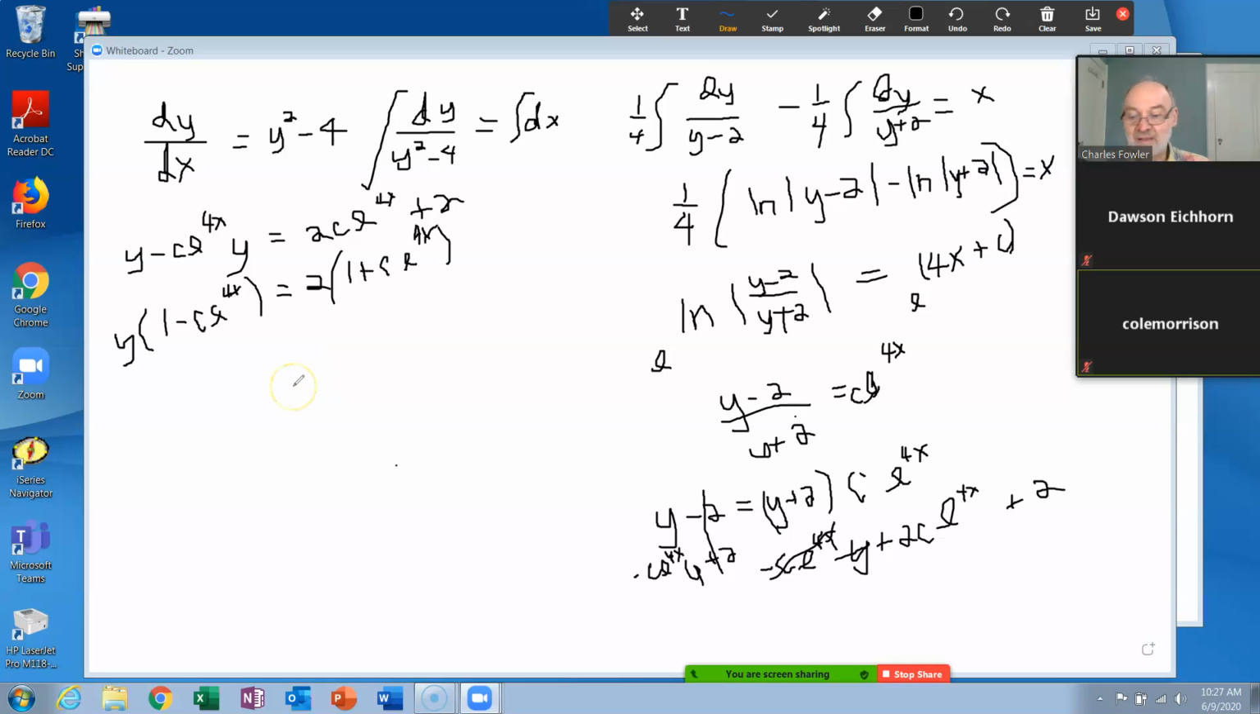Okay? How are we doing on time? Oh, yeah. Okay. So now all we have to do is divide both sides by this, and that gives us y is equal to 2 times 1 plus c e to the 4x over 1 minus c e to the 4x.